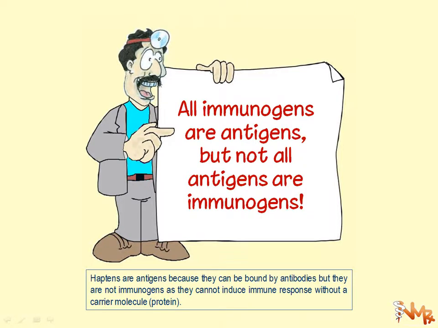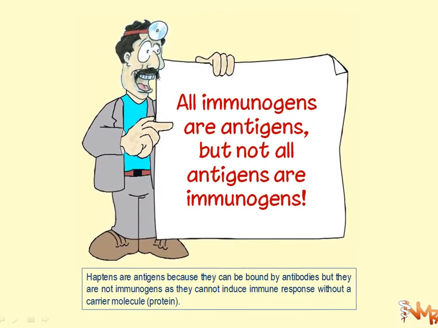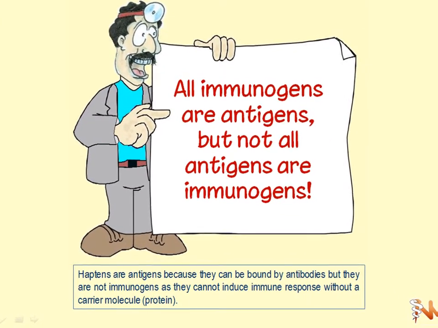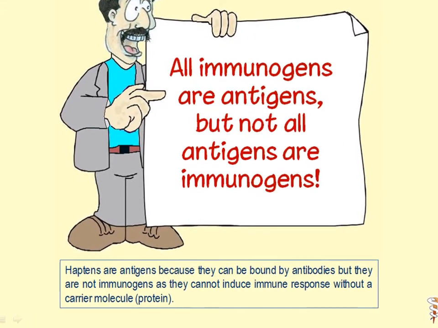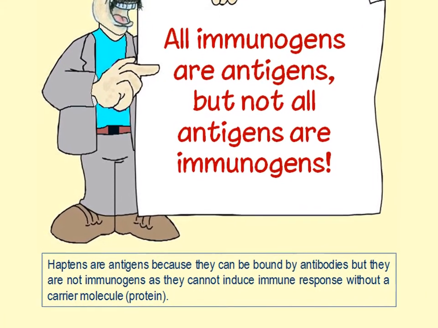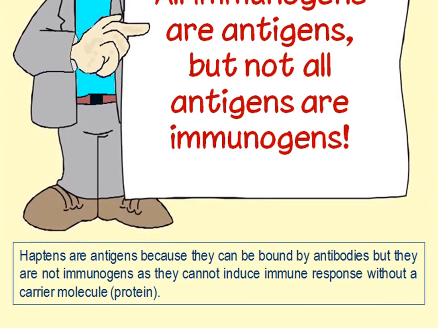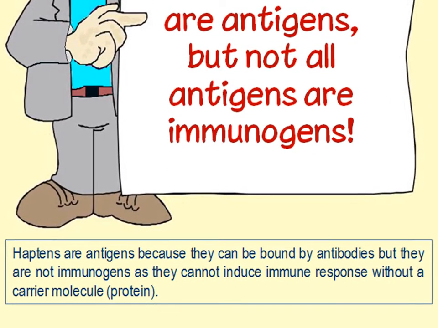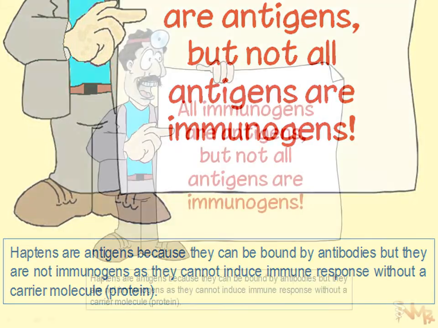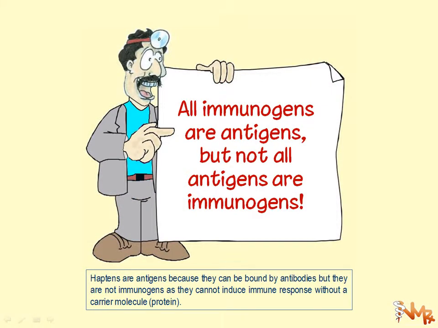To summarize, all immunogens are antigens, but not all antigens are immunogens. And again, to summarize, haptens are antigens because they can be bound by antibodies, but they are not immunogens as they cannot induce immune response without a carrier molecule or carrier protein.